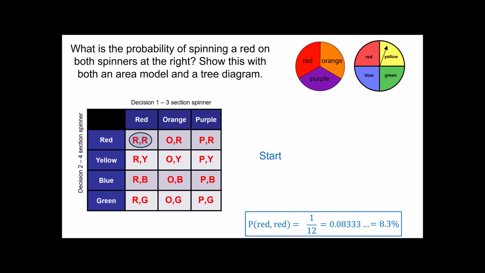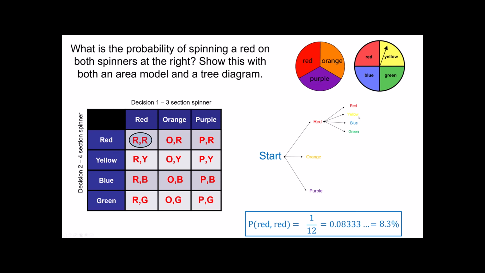If I wanted to do this as a tree diagram, I would have a starting location, and then I would make my first decision. My first decision is spinner 1. Notice I'm not choosing spinner 1 or spinner 2. I have to do them both. So my first spinner, I have 4 possible outcomes. If I spin red on the first spinner, it does not affect what happens on the second spinner. So it could be red, yellow, blue, or green.